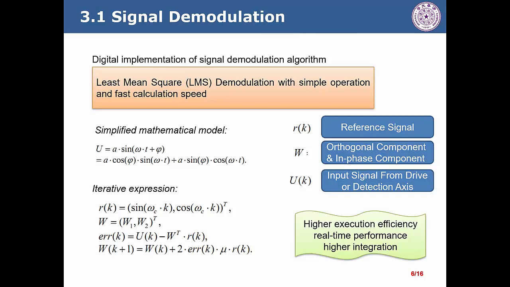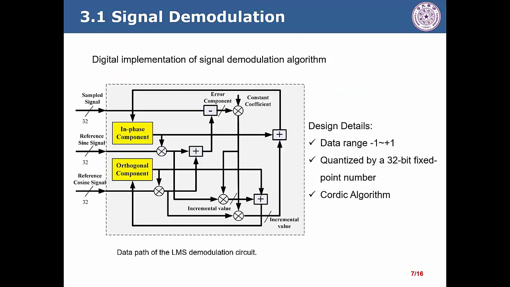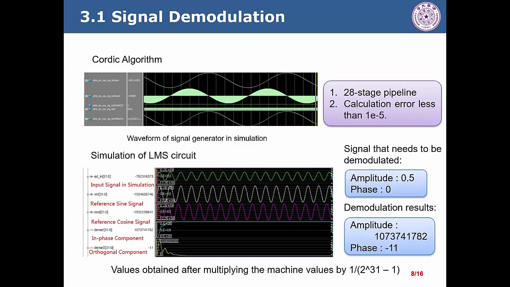So let's move on to some details about the implementation. This is the data path of the demodulation circuit, and the input signals are two reference signals and one sampled signal. All the signals are quantized by a 32-bit fixed point number, and the data range is from -1 to 1. In addition, the reference signals are generated by the coding algorithm. Let's see the simulation results. The first picture shows the coding algorithm.